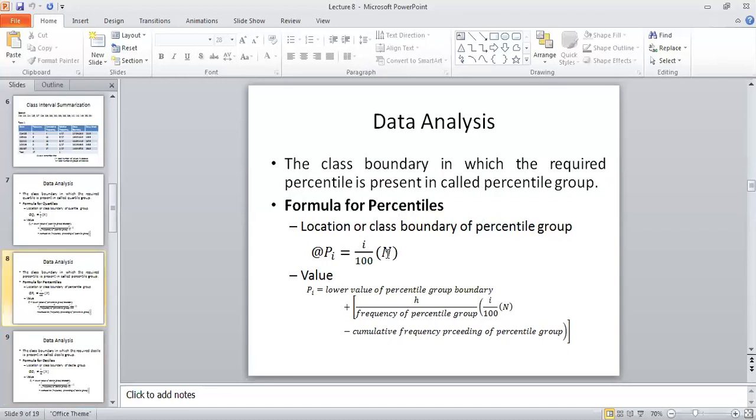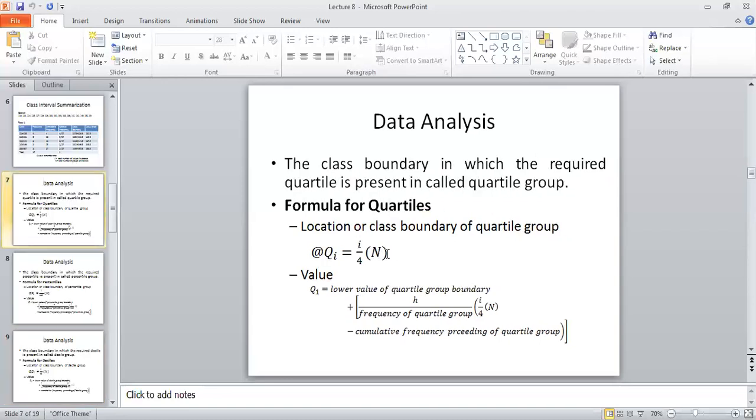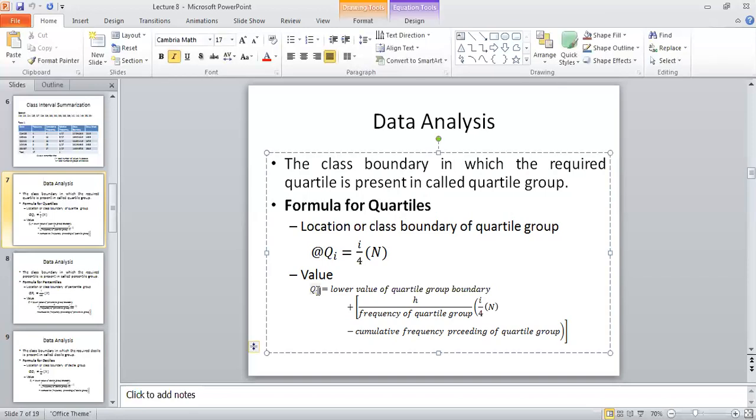Now let's move on to the formulation for finding the values. The quartile value can be found using this equation. Let me put the I factor over here because I want to first discuss this in general, then we will find any particular quartile value. So quartile I, that is any quartile 1, 2 or 3, is equal to the lower value of the quartile group boundary. This means the class boundary in which the quartile is found, which we would determine using the earlier equation, I upon 4 into capital N. We'll see how we do this.